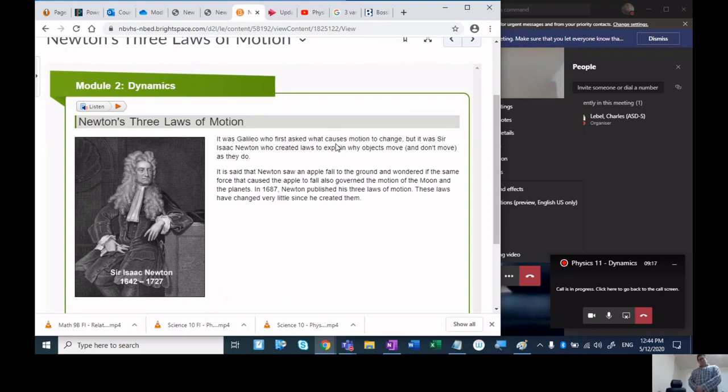Mr. Newton. I have no clue what this camera is doing. It was Galileo who first asked what caused. Let's let her talk.